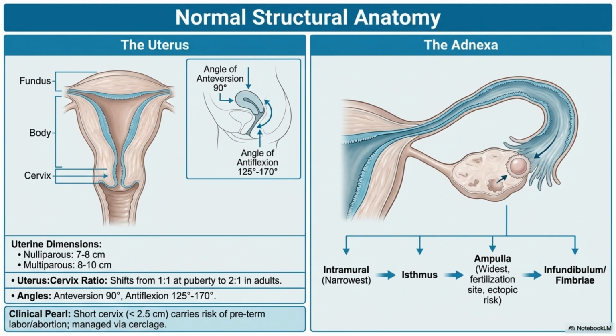The adnexa includes the fallopian tubes, comprising the intramural, isthmus, ampulla, and infundibulum, and the ovaries. A key clinical pearl: a short cervix, less than 2.5 centimeters, carries a significant risk for preterm labor.